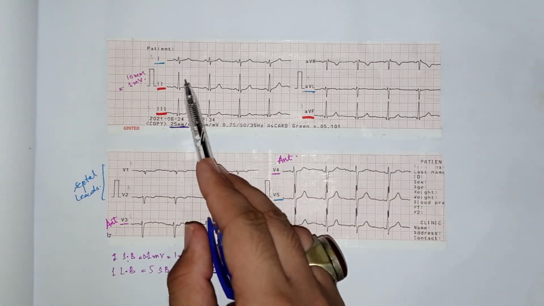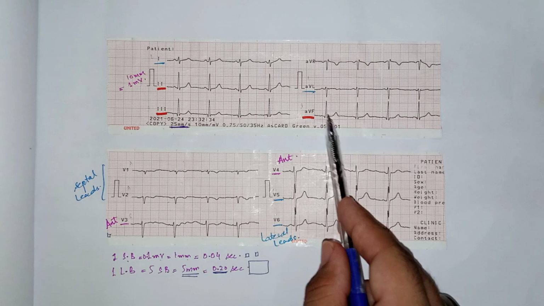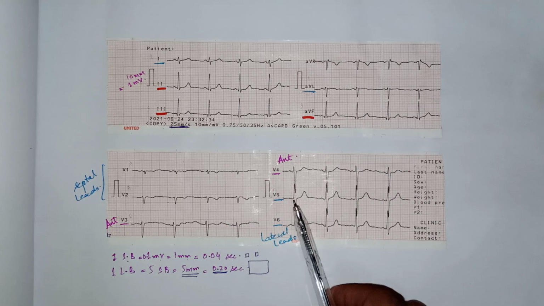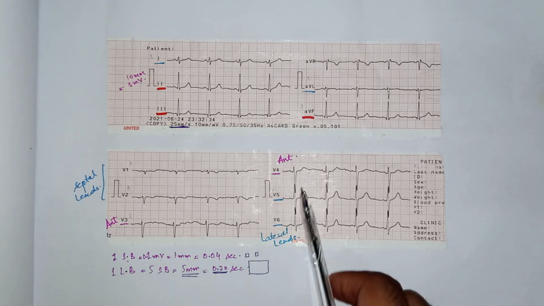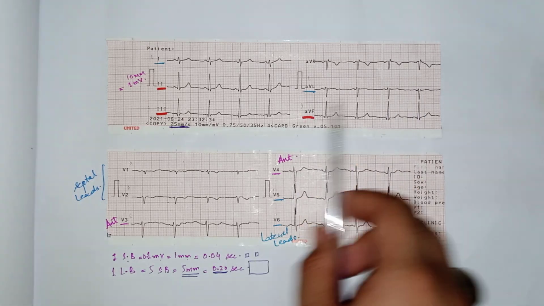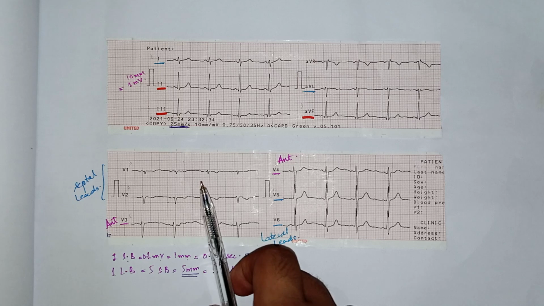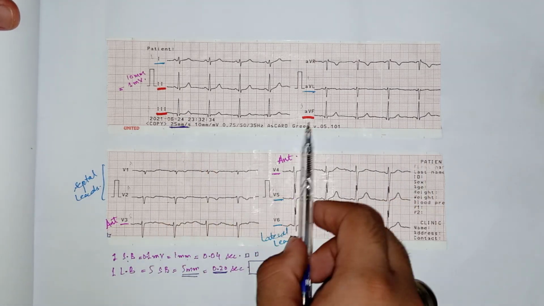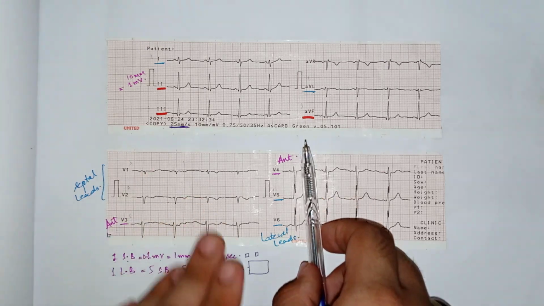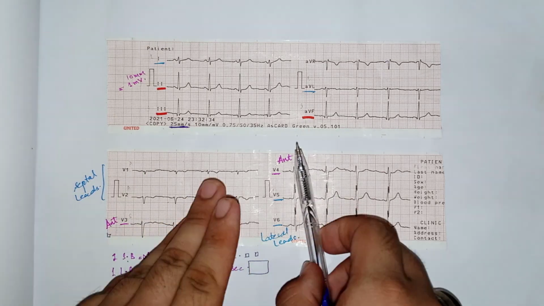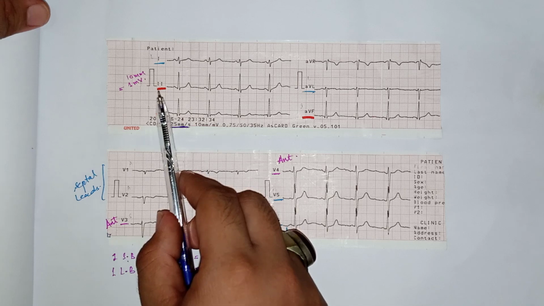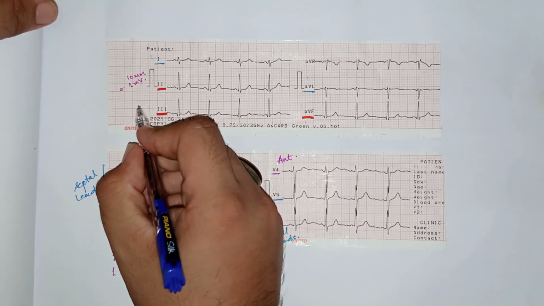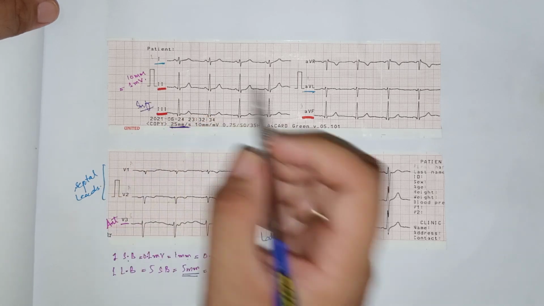Leads 1, 2, 3 and AVF are showing positive QRS complexes, and leads V4, V5 and V6 also show positive QRS complexes, while all the other leads show negative QRS complexes. Leads 2, 3 and AVF show the electrical activity of the heart from the inferior side. So these leads are called inferior leads. Leads 2, 3 and AVF are called inferior leads.